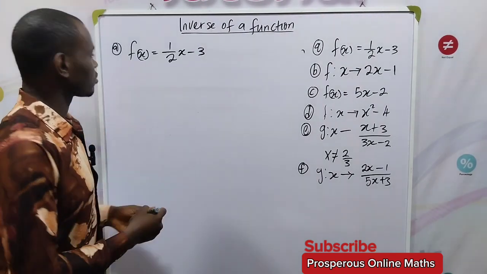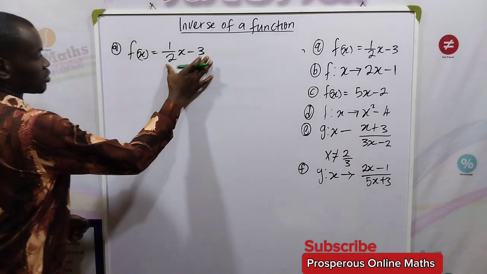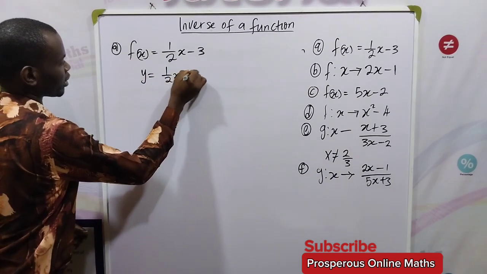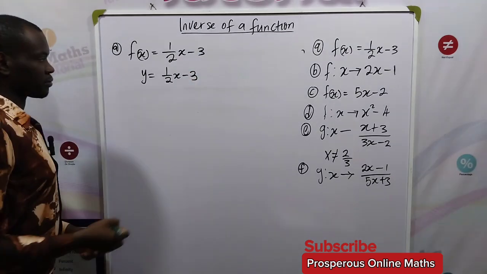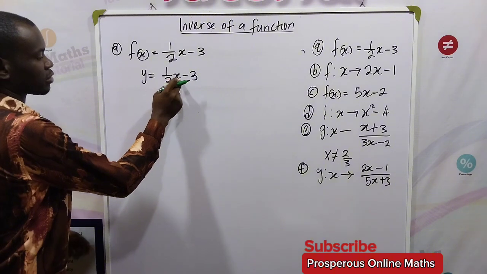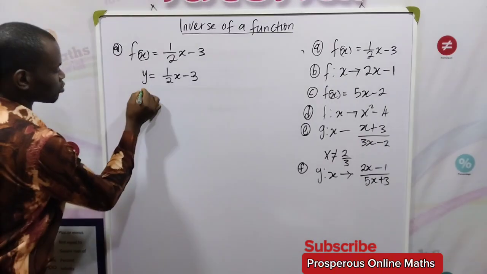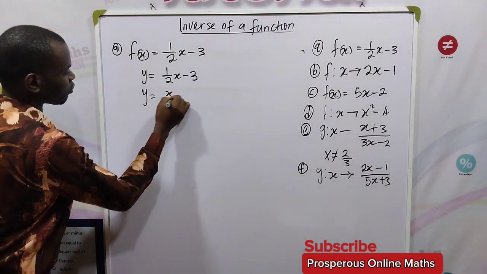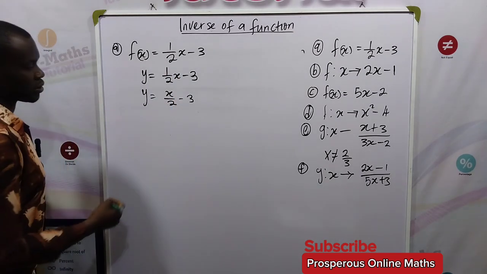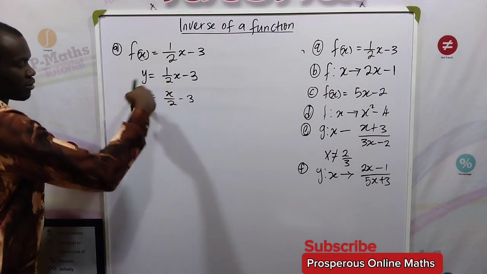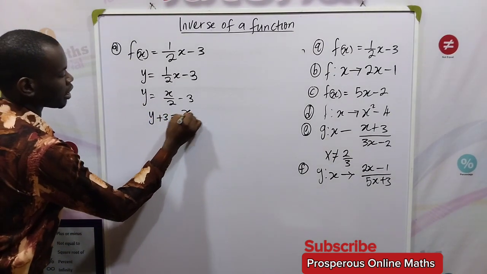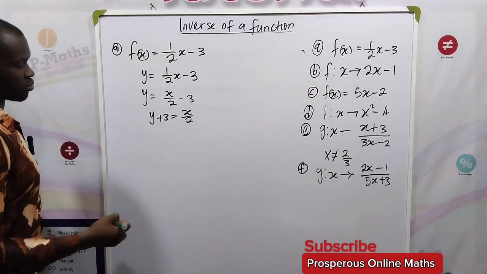So for the first one, we have the function of x equal to this. Now replace it with y equals 1/2 of x minus 3. Okay, then we are solving for x, making x the subject. So the first thing I want to do is let me write it as x over 2, because 1 times x is x, minus 3. Then take 3 to the left hand side. We have y plus 3 equals half, okay, x over 2.